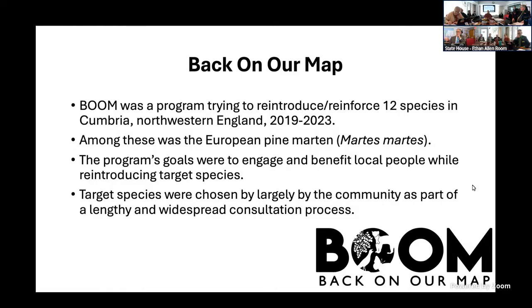One of the things that distinguished this program was that the goals were not just ecological, that they were just as much social, to try to engage and educate and inspire and benefit local people, local communities, local stakeholder groups as part of this reintroduction program. Part of this was the choice of species themselves. They started out with a list of more than 100 potential candidate reintroduction species, and through a long process of community consultation, boiled it down to the selected 12.